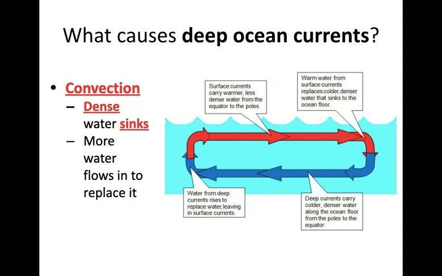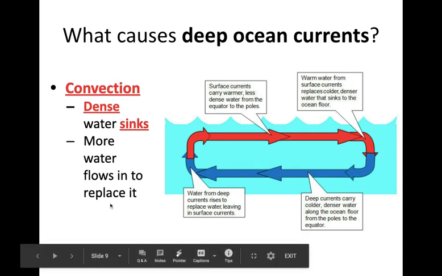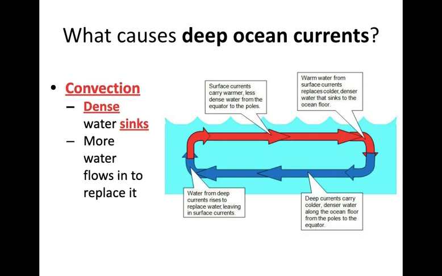What causes our deep ocean currents deep in the ocean? It's typically because of convection. The dense water tends to sink and more water flows in to replace it.